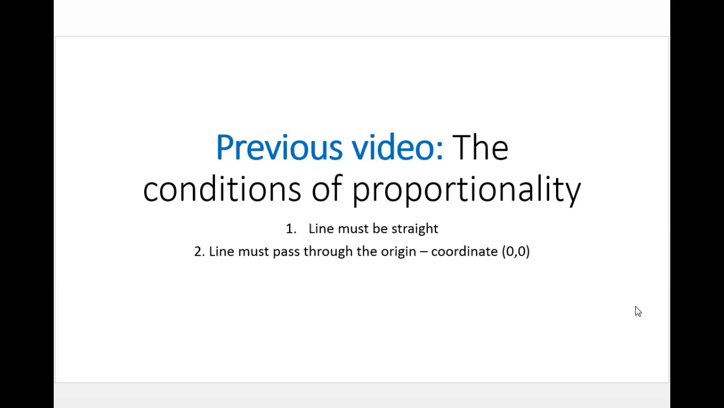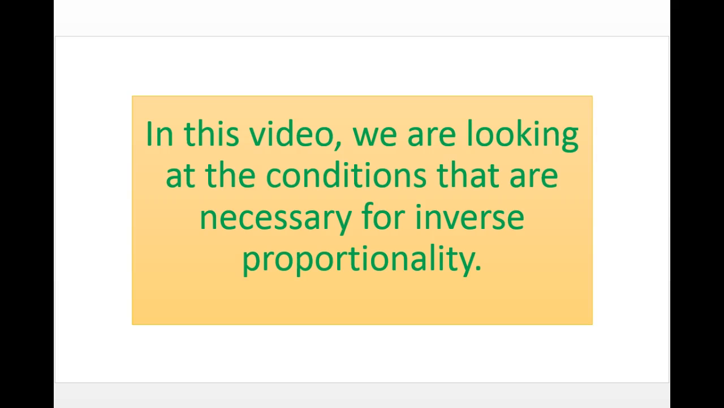In the previous video in this series on physical science, we spoke about the necessary conditions for proportionality, and we discussed the fact that it must be a straight line, and that straight line must pass through the origin, which has the coordinates 0, 0.